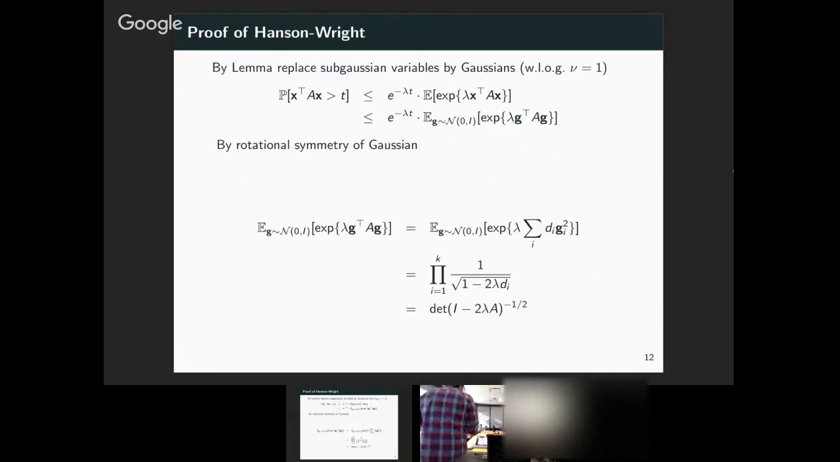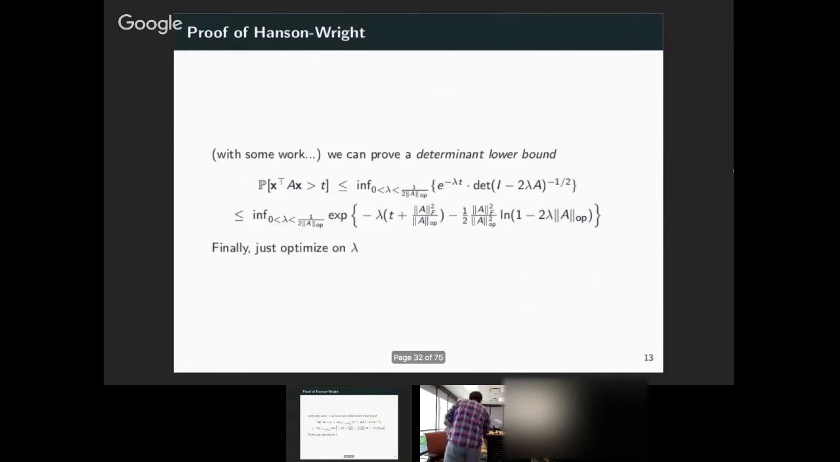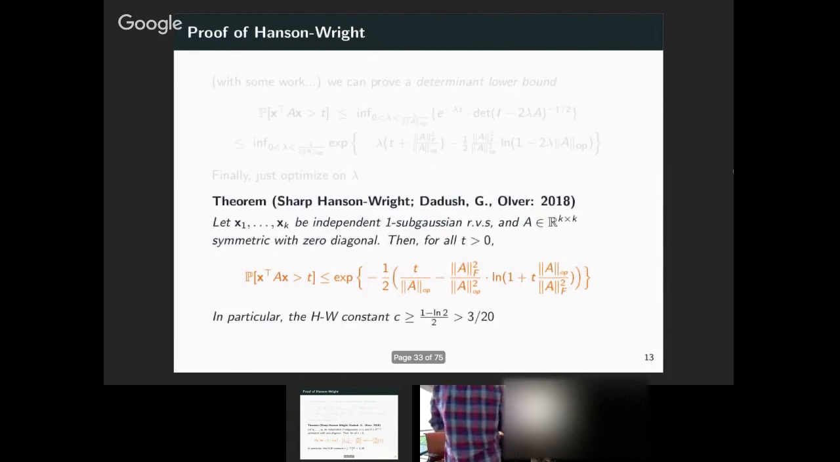So what we do here is do a little bit of work in terms of how we can optimize this thing with the determinant. You can get something which is much finer, and we call this a determinant lower bound. But it's not very important. You just do this and then optimize the lambda, and that gives you this kind of concentration.